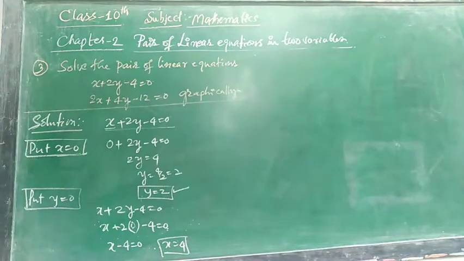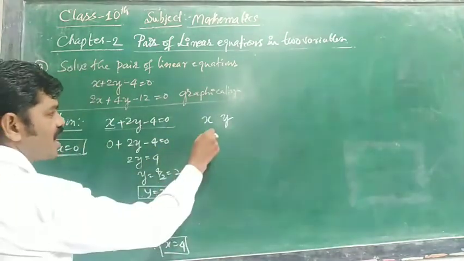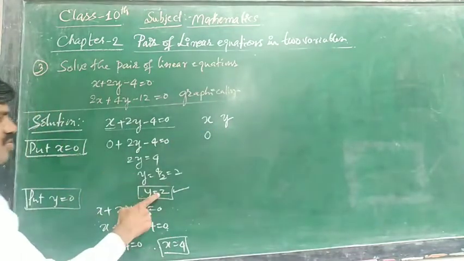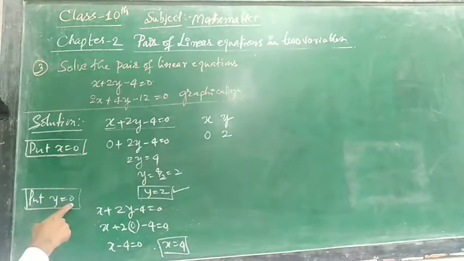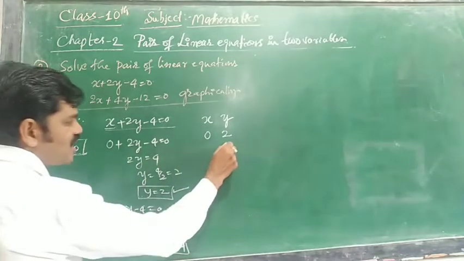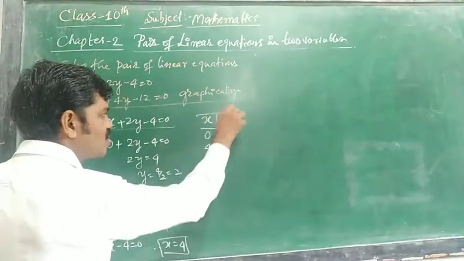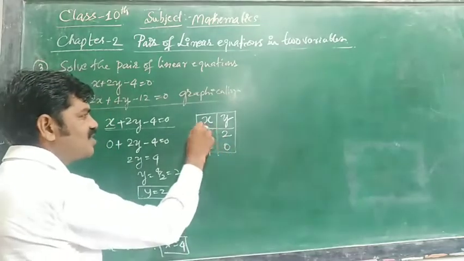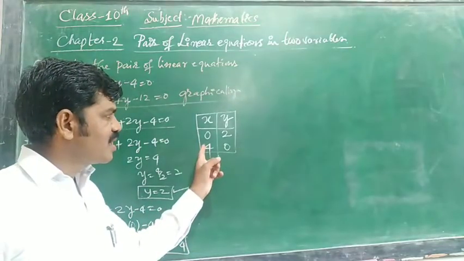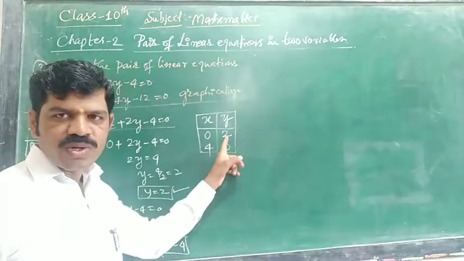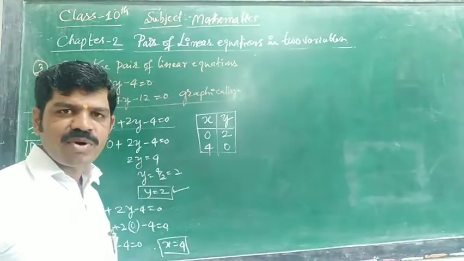So we are going to tabulate this in a table. The x and y values are here. I have given the x value as 0, so that we have obtained y as 2. Next we have given the y value as 0, so that we have got the value of x as 4. So x and y constitute a point, and (0, 2) and (4, 0) are the particular points.